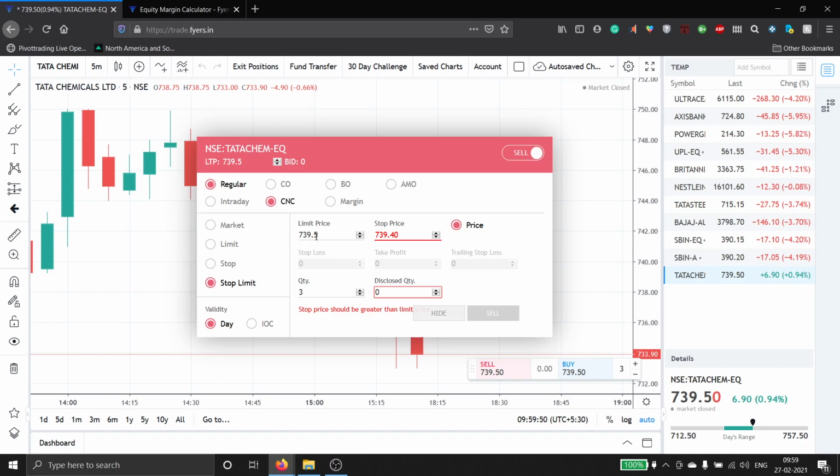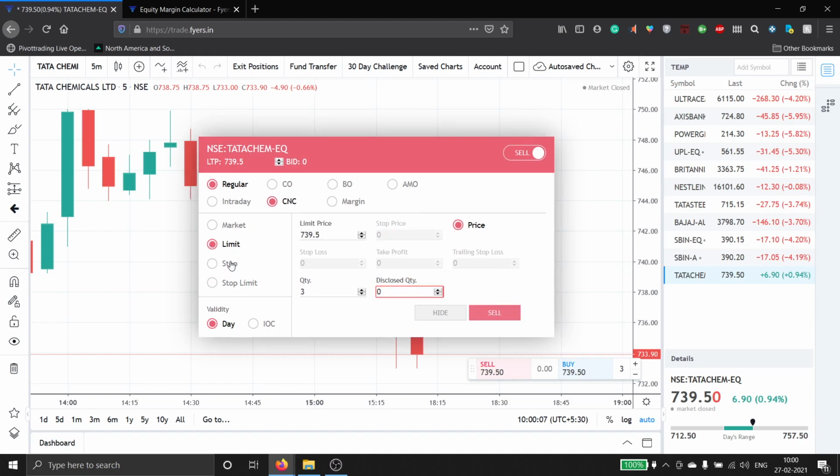The limit is the same thing, limit price and stop price. Okay, it's the limit order with a stop. So that's the meaning of stop limit. Now you have these types of order for the CNC.